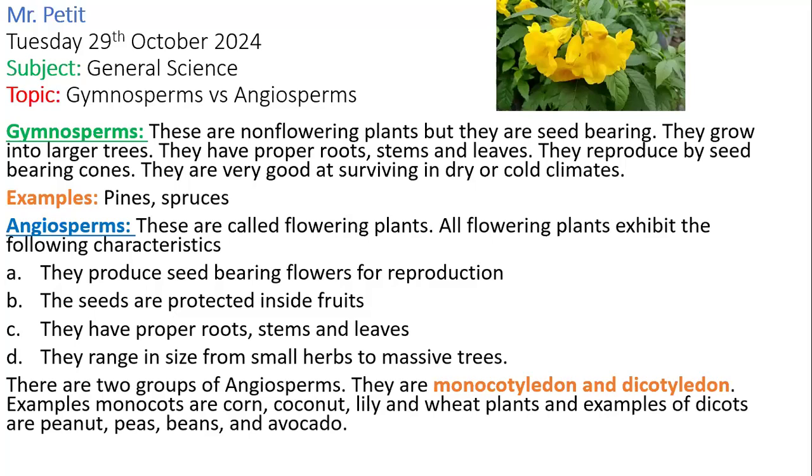Gymnosperms are non-flowering plants, and angiosperms are flowering plants. What does that mean in plain English? Both of them reproduce, but angiosperms have blank, but gymnosperms do not have blank. Flowers. Angiosperms have flowers, but gymnosperms do not have flowers. Right?